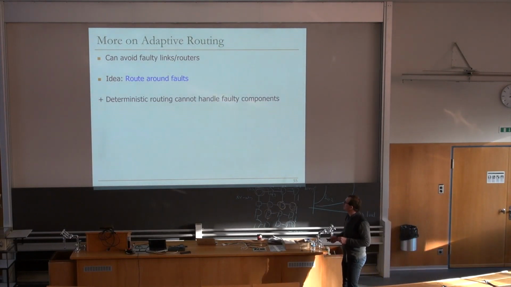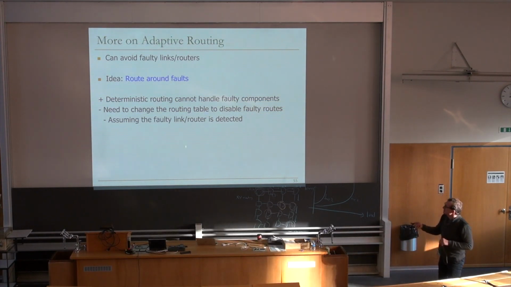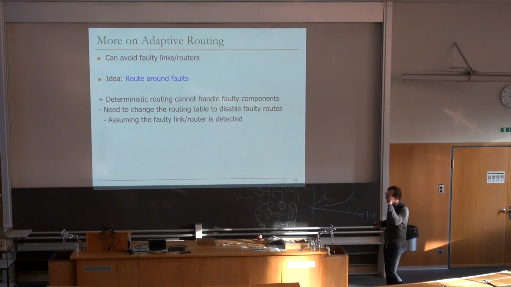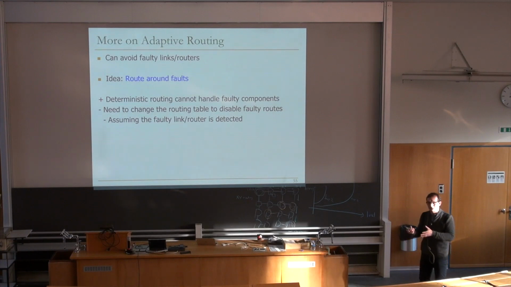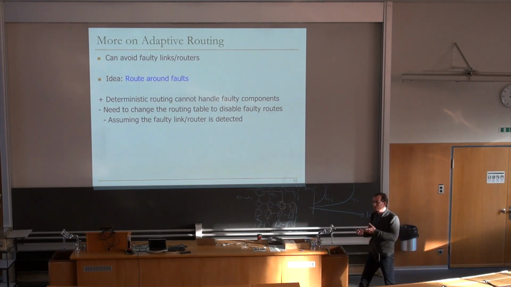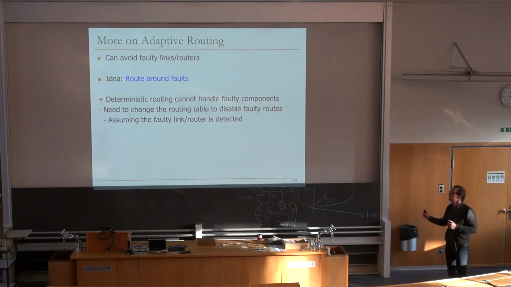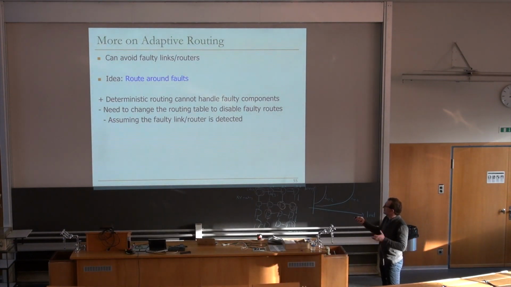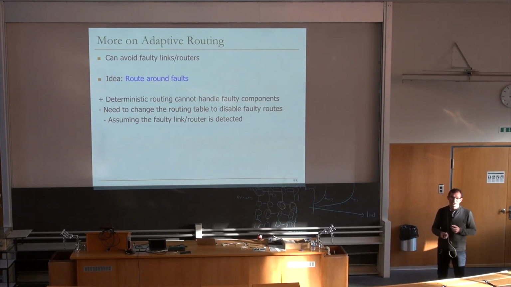Deterministic routing cannot handle faulty components, at least in the strict sense of the term deterministic routing. You need to change the routing table to disable faulty routes. And that's by definition not deterministic in a sense, right? Once you change it, it's deterministic, but you need to have the mechanisms to change it. Which has implications on your router, because your router needs to be able to replace its routing table, right? It cannot be simple arithmetic that you use. So that's the subtlety here. Of course, there should be mechanisms to detect the faulty link and router, right?